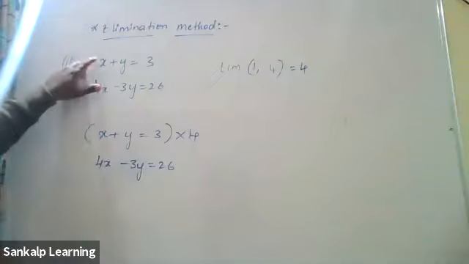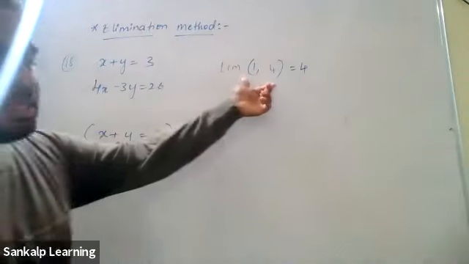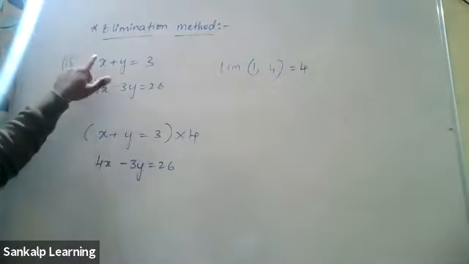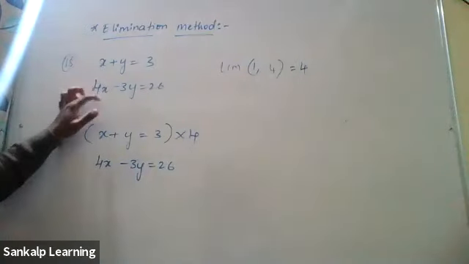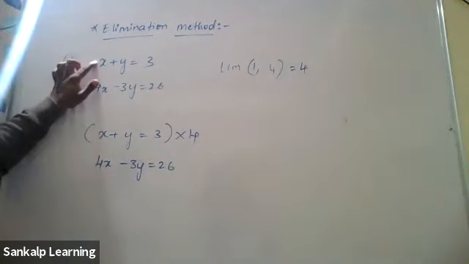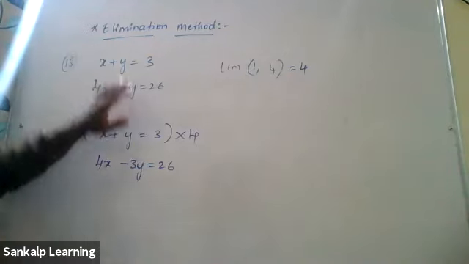To say it simply, here the coefficient is 1 and here it is 4. What is the LCM of 1 and 4? 4. This 1 has to become 4. This is already 4, so don't worry. This is not 4. How will you make it 4? By multiplying.